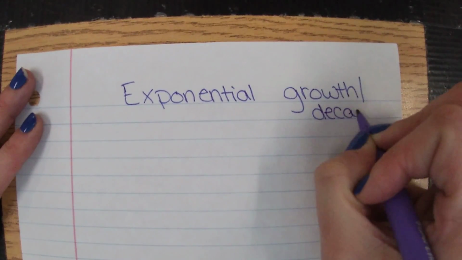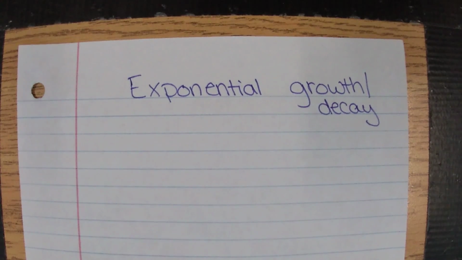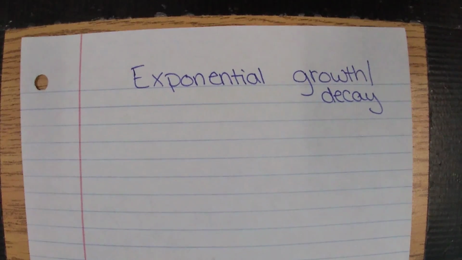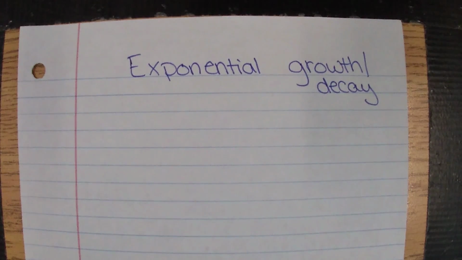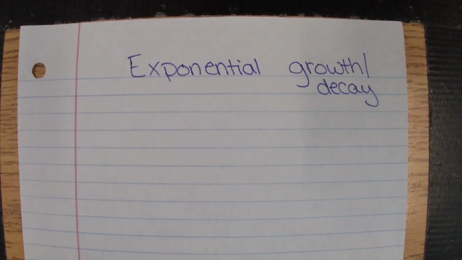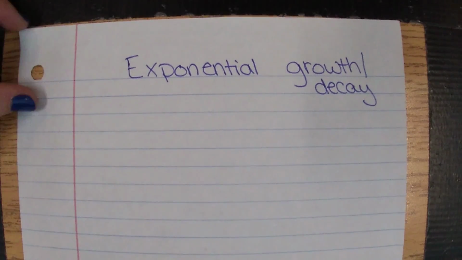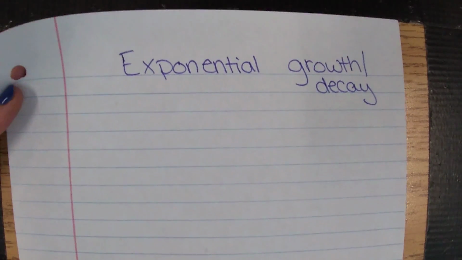The biggest one that you're seeing right now is COVID. Viruses grow under exponential growth, but so does the population of rabbits, and how money accumulates in a savings account, interest. So lots of things out there are going to have exponential growth and decay. Maybe you've heard of carbon dating in your science classes. That's exponential decay.